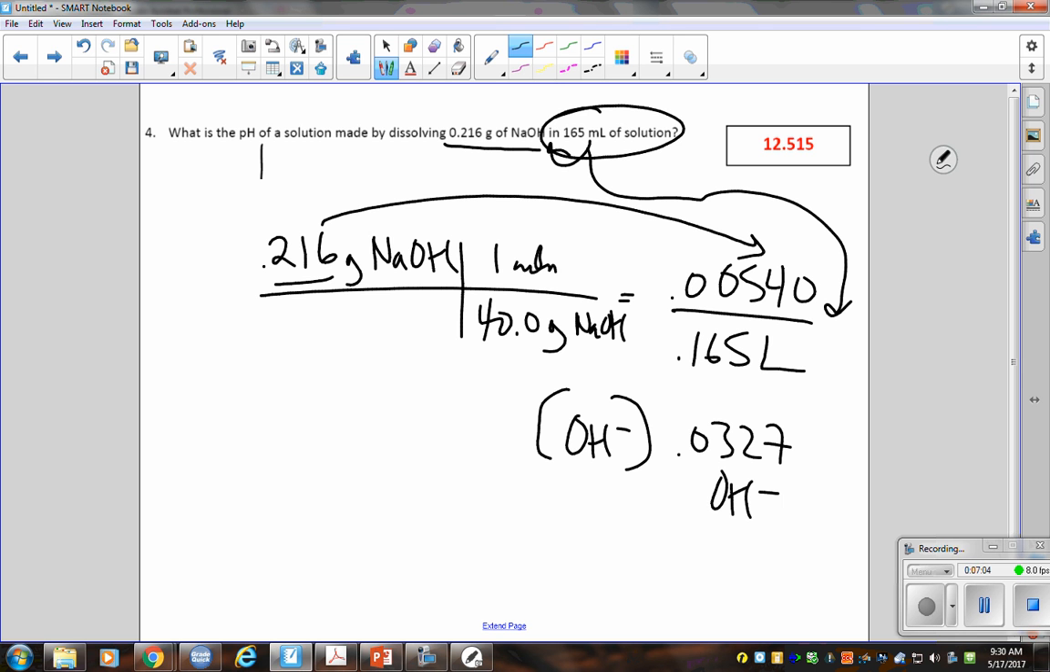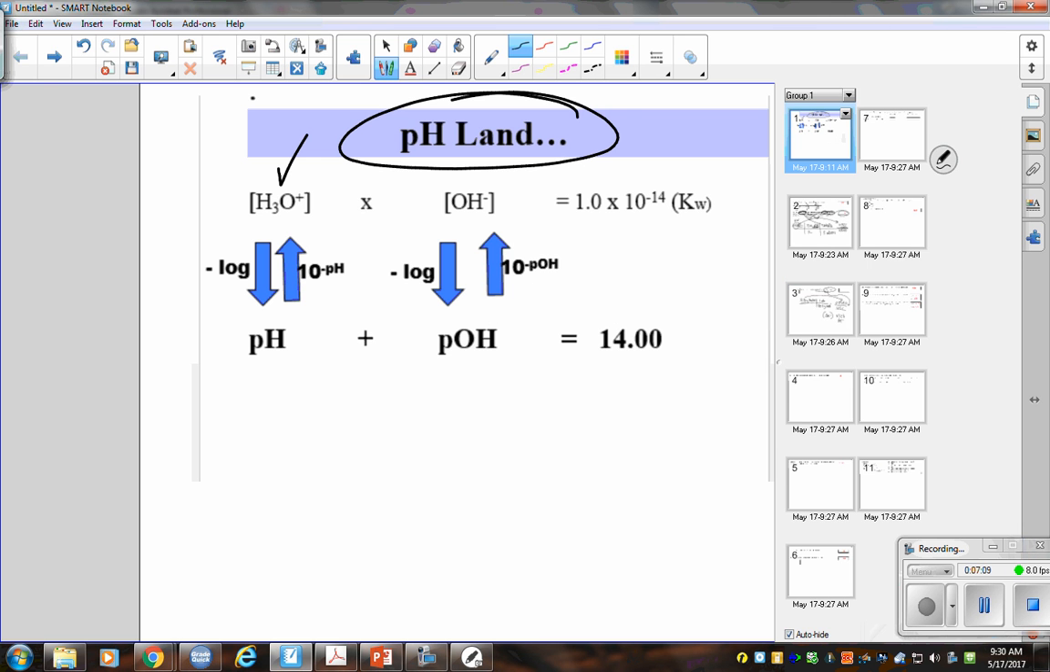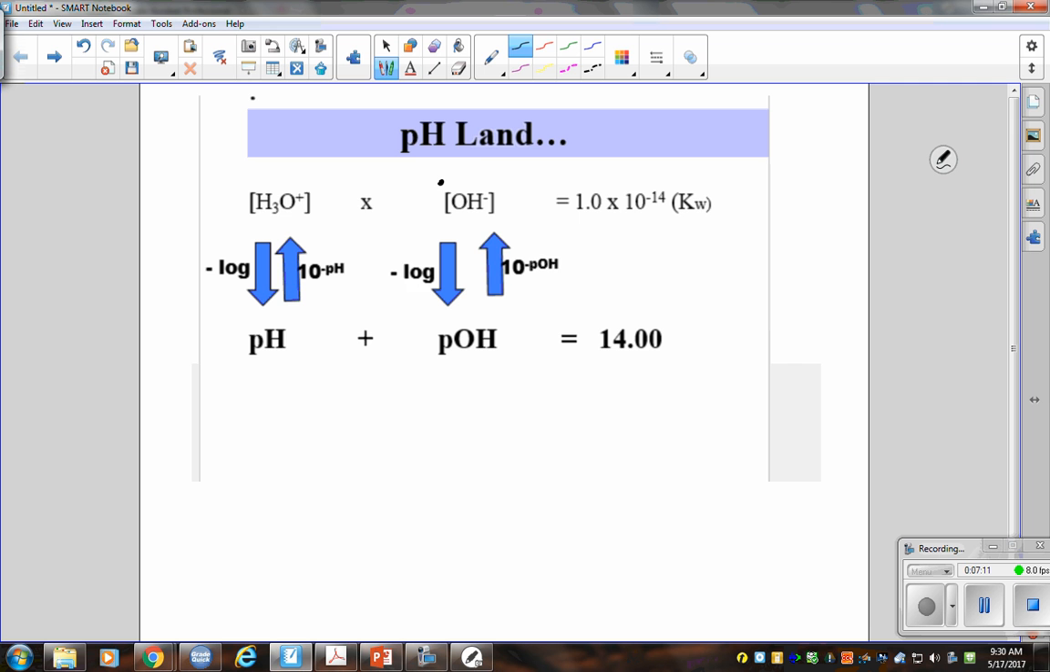Then I go back to pH land. I'm starting out with the concentration, and it's asking me the pH. The first thing I'm going to do is take the negative log of that. I get 0.485. The reason why is whenever you take the log of something, remember the sig figs don't start till after the decimal. Then I just do 14 minus that. So 14 minus 0.485, and boom, I get 13.515.